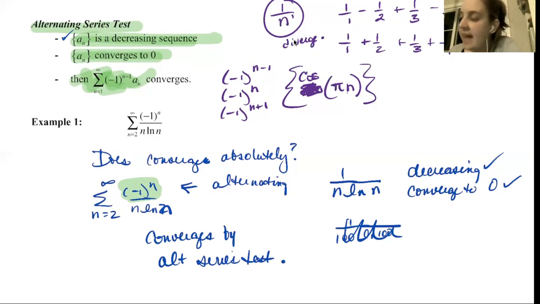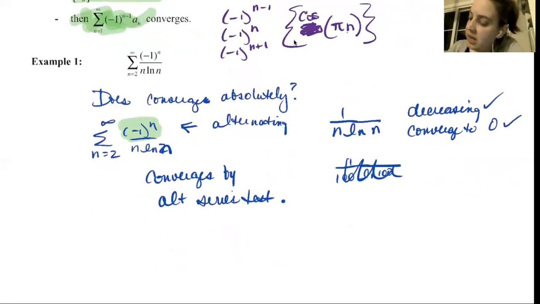And then you want to look at the absolute value of it. You want to know if the whole positive version converges. So let's check just the positive version here. If I look at n equals 2 to infinity, 1 over n ln of n, I'm going to use the integral test.